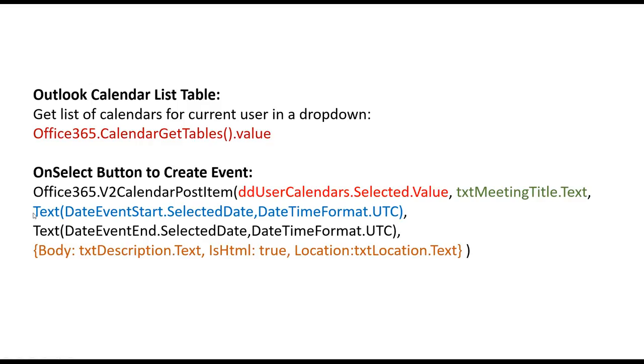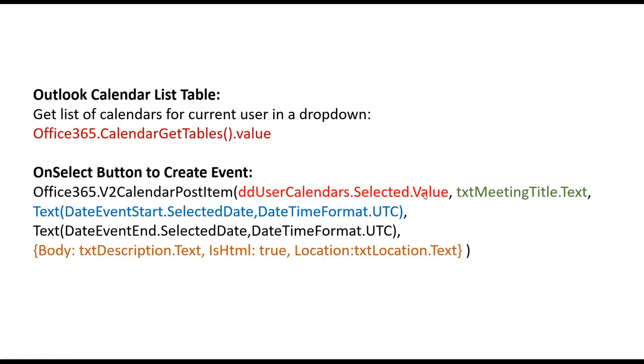And then the next thing I'm going to get is the date and the time for the event start, and the date and the time for the event end. And then finally, there's a whole group of parameters here for the body, which is going to be in a control called text description. It's going to be allowed to be HTML format, which gives me the chance to use a rich text field for my description. And then finally, it's going to have a field called text location, where it holds the location.